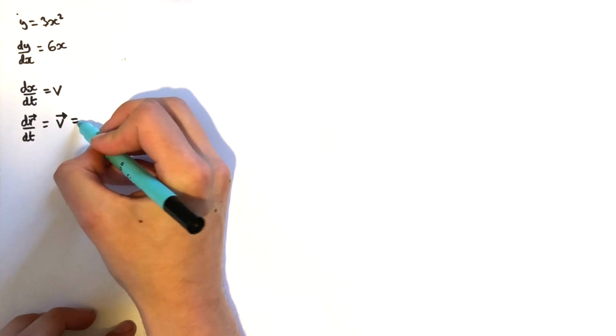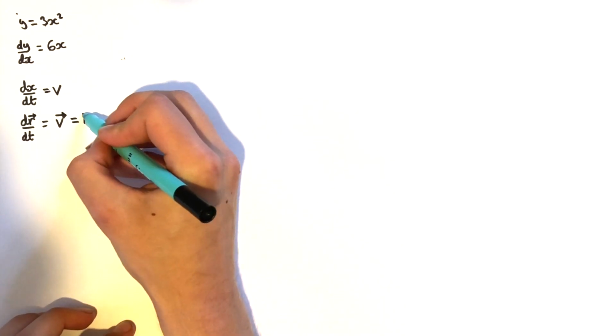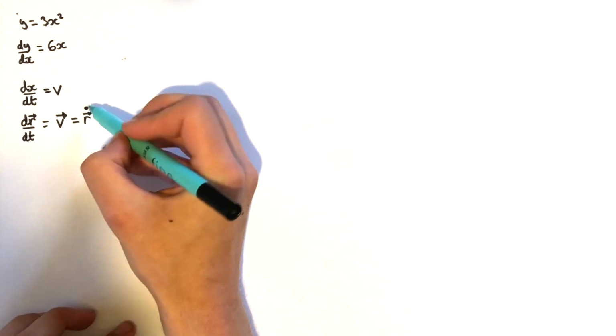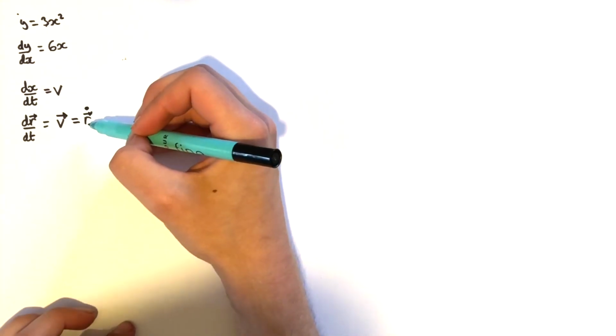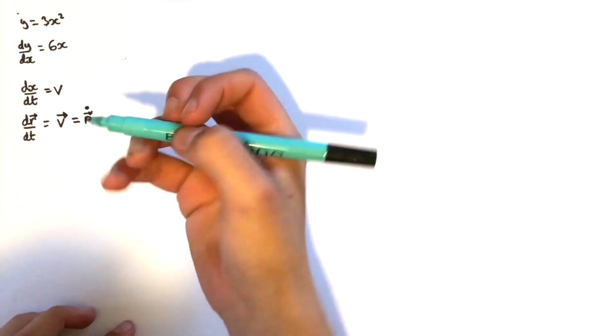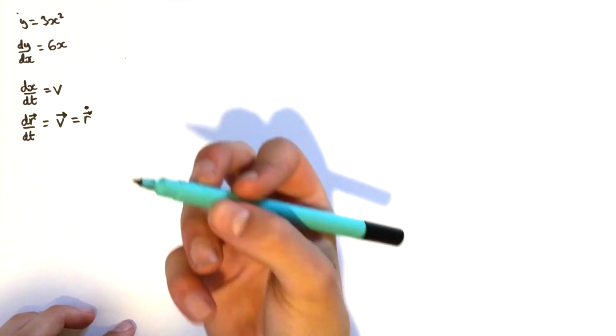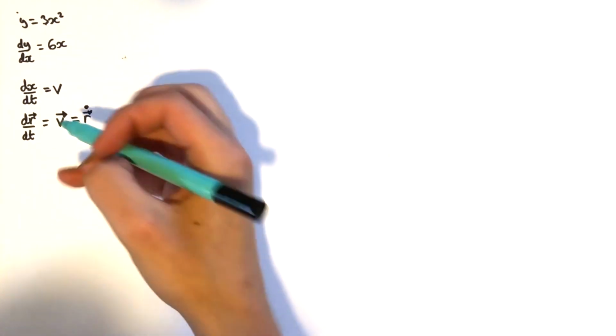We can also write this quantity r with a little dot on top of it. This dot means time derivative. It means rate of change of this quantity. And sometimes you might see a double dot on top of it, which just means the second derivative.